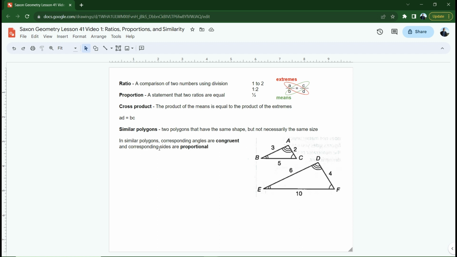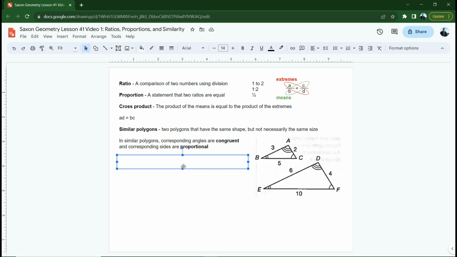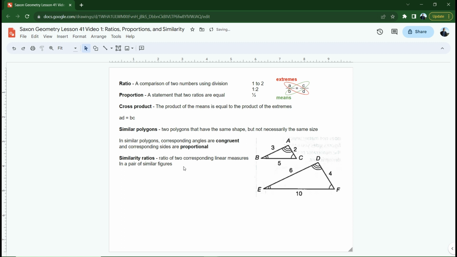Now, here's the thing about the sides. The corresponding sides are not congruent. They're proportional to each other. I notice this one's 3 and this one's 6. So this bottom one is double the first one. That means that every one of these has to be double the first one for it to be a similar triangle. And if all three angles are congruent, I know it is similar triangles. So yes, the sides are going to be proportional as well. All right.